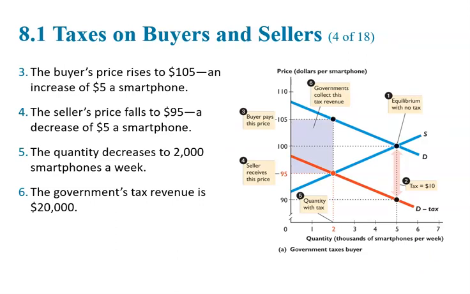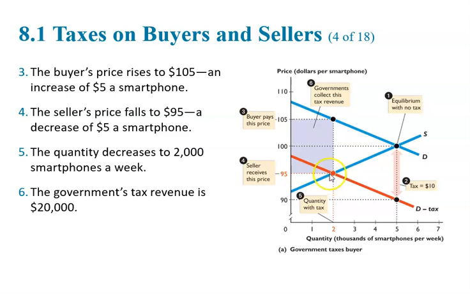So after this shift of the demand curve, the buyer's price rises to 105, and that is simply because the buyer will pay what is above this new equilibrium on the initial demand curve. So it's basically an increase of $5 from the initial equilibrium price of $100. The seller's price falls to $95. So this new equilibrium corresponds to the price that the seller is receiving.